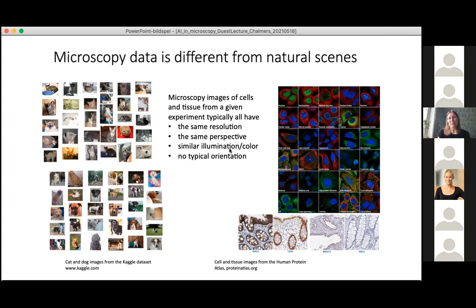If the imaging has been done carefully, we have similar illumination and color, and we do not have any typical orientation. So in some sense, it seems quite reasonable to describe a microscopy image content by a series of convolutions, and maybe more straightforward to do so than compared to, for example, cats and dogs.